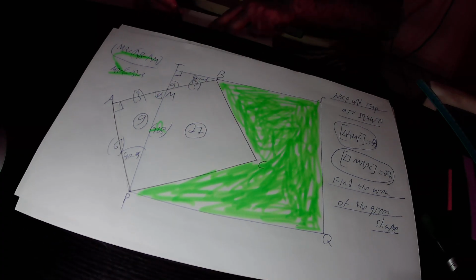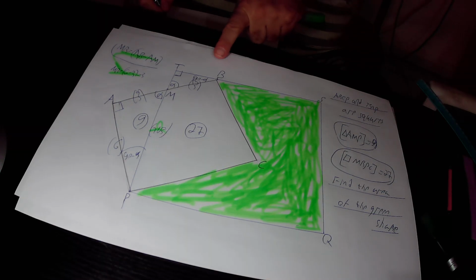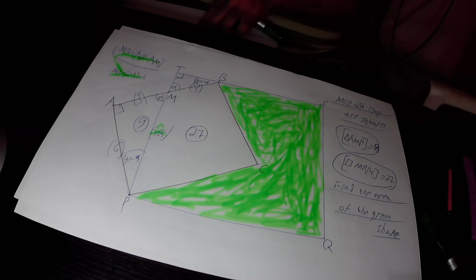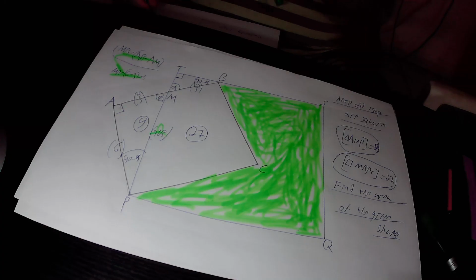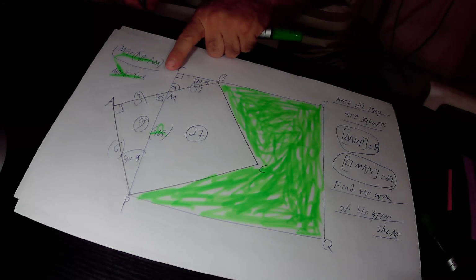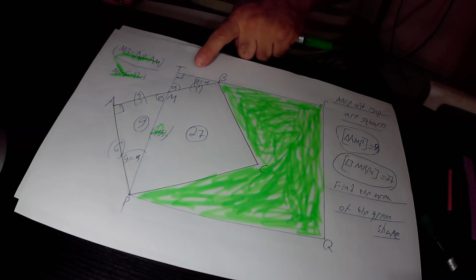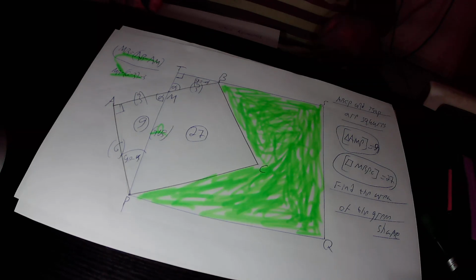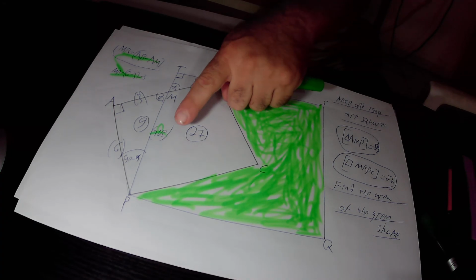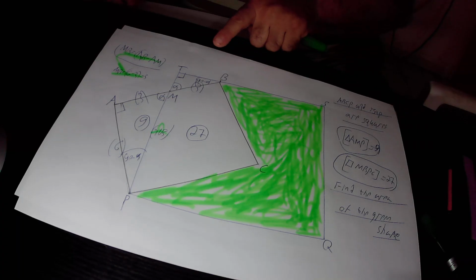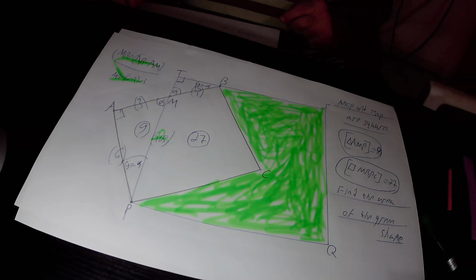AP equals 6 over TB. TB is the missing side, so we need to find it. And it is equal to AM over TM. AM is 3, TM is the missing side, so leave it as it is. And it is equal to MP over MB. MP is 3 times square root of 5, MB equals 3 units in length.